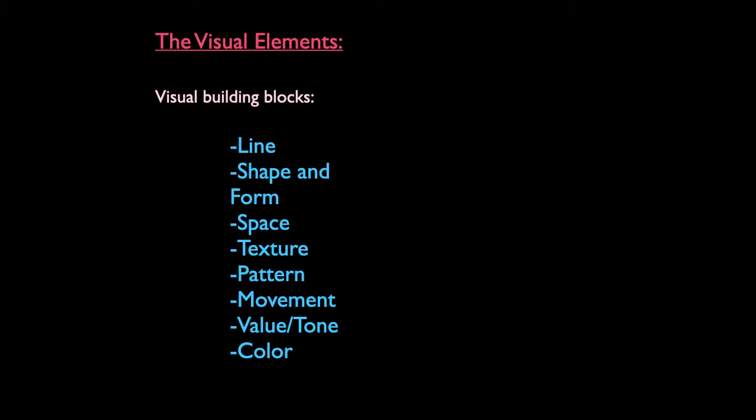Well, the visual elements are the same, but applied to our subjective visual experience of the world around us. Line, shape and form, space, texture, pattern, movement, value, and color.